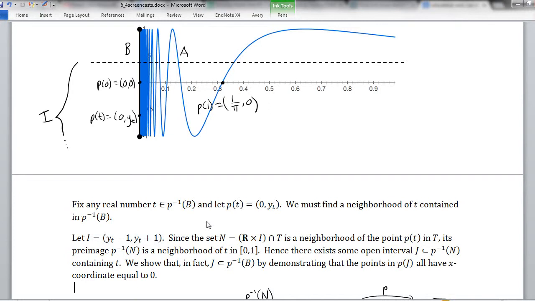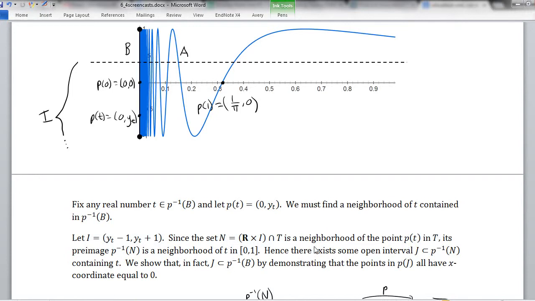And I'm going to define another set N by taking R cross I. So I get this infinite horizontal strip, and then intersecting with the topologist's sine curve. And that just gives me the part of T which is inside of that strip, and in particular below this dashed line. Now I claim that's a neighborhood of the point p(t) in T.